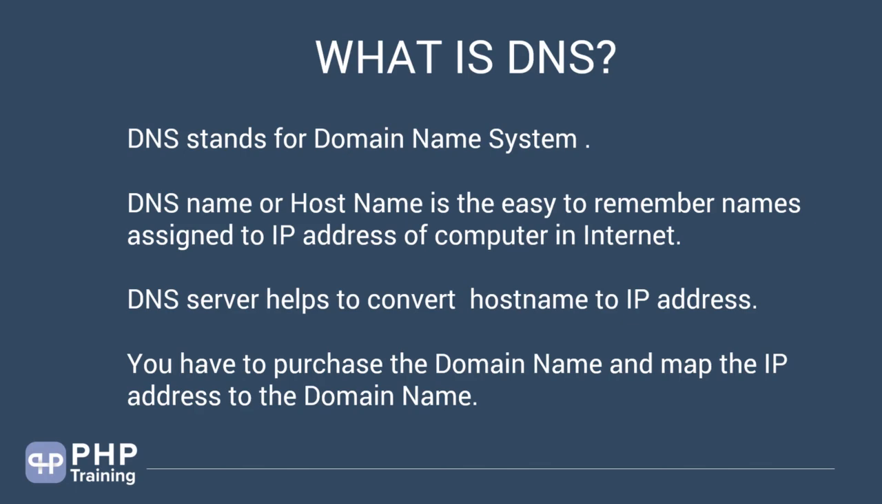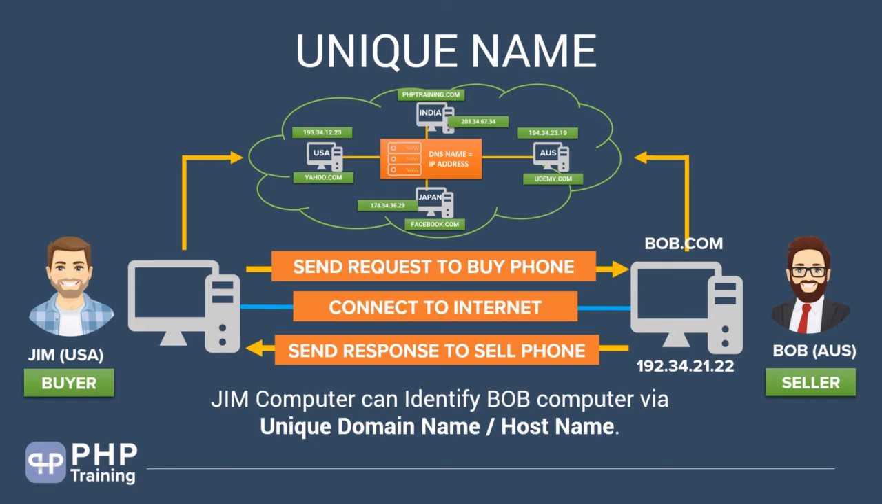So let's look at the problem that we have seen with Jim and Bob. So now Jim and Bob can identify themselves with the IP address, and also with the DNS. Now Bob can buy a DNS name, that is bob.com, and then he can match this bob.com with the IP address, and Jim can find Bob computer via the bob.com, that is nothing but the DNS name. So now we have solved the challenge of how Jim can really find the Bob computer, but there's one more challenge. Let's look at it.